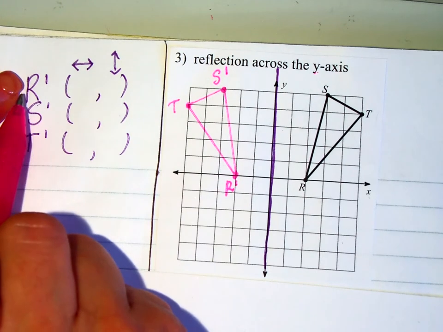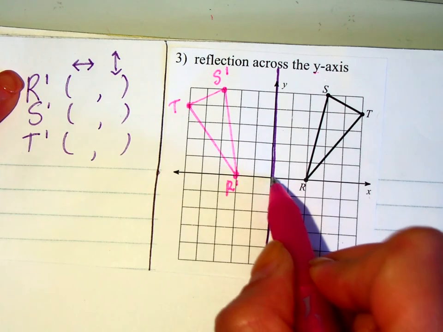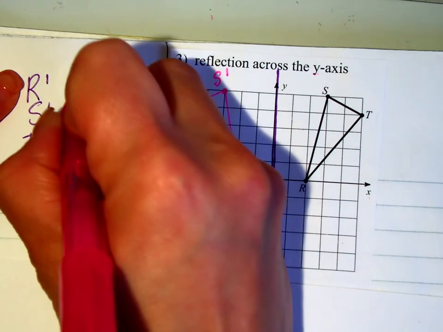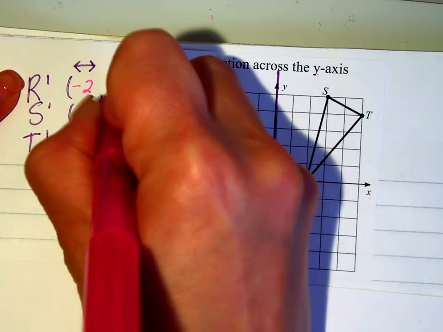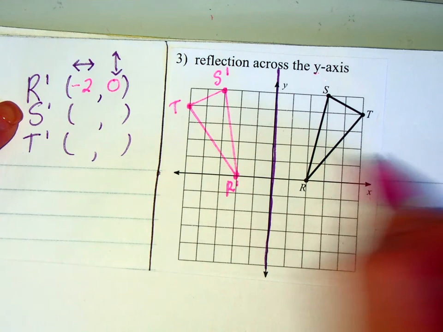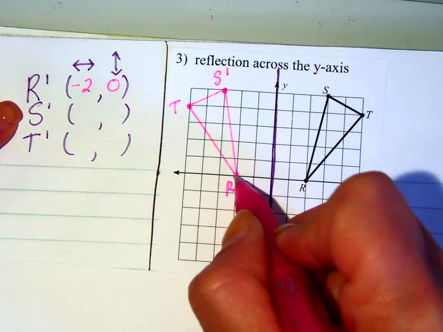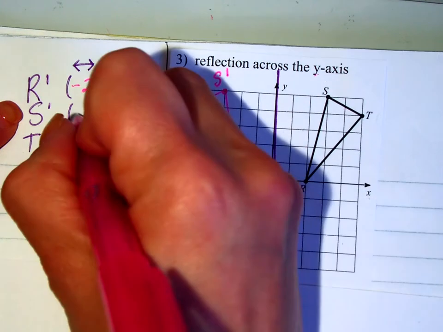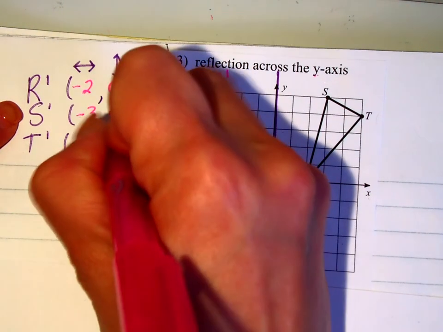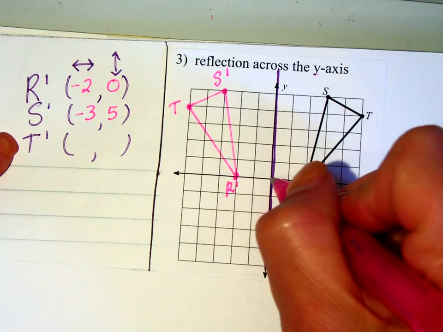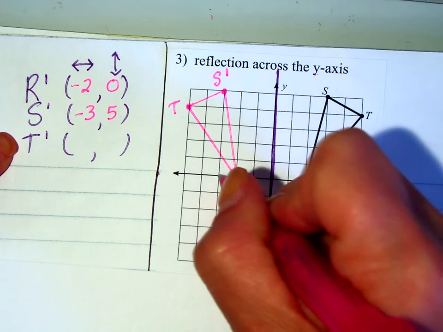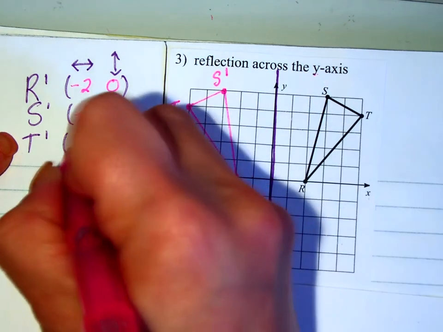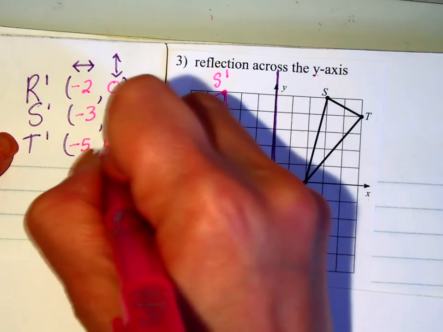So I'm going to go to R prime. From the origin, which happens to be here, I'm going 2 to the left and staying there. That means -2, and I'm staying there. That means a 0. S prime from the origin, 1, 2, 3 to the left, and 1, 2, 3, 4, 5 up. 3 to the left, and 5 up. And T prime from the origin, 1, 2, 3, 4, 5, 1, 2, 3, 4. So 5 to the left and 4 up.